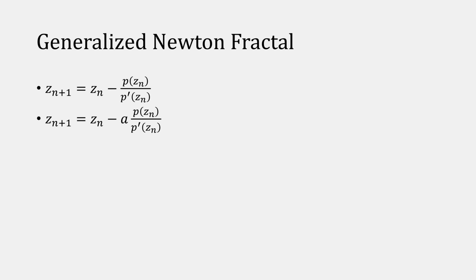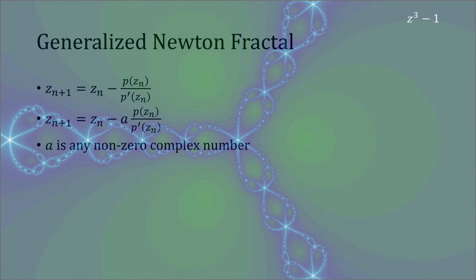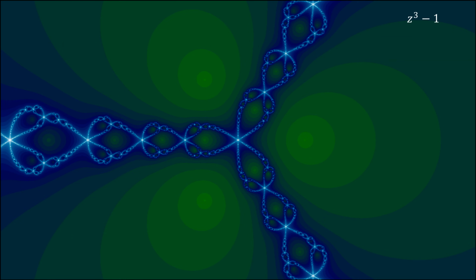There is a modification that we can make to Newton's method to create a generalized Newton fractal, which is to add a variable a to multiply against our Newton step, where a is any non-zero complex number. Let's look at an example. Let's go back to our canonical example of z cubed minus 1 and multiply it by different values of a. I'm only going to use small values for a because my plotting tool had difficulty with larger ones.